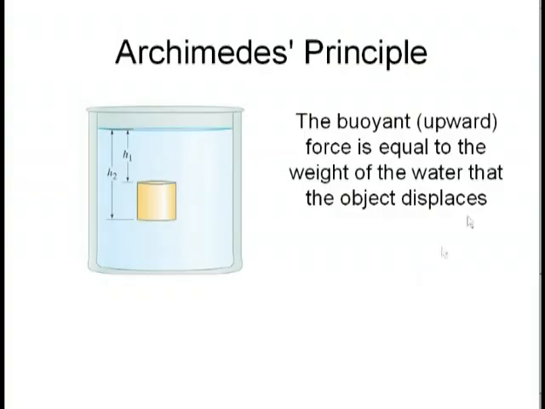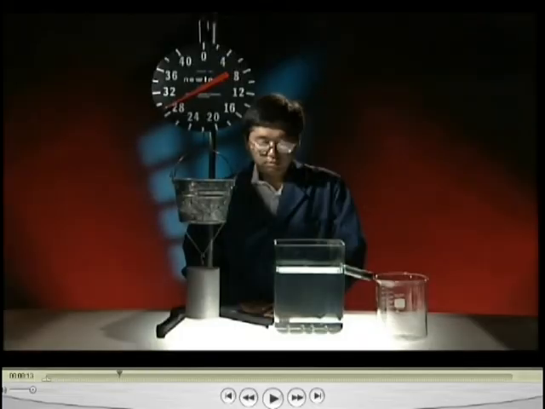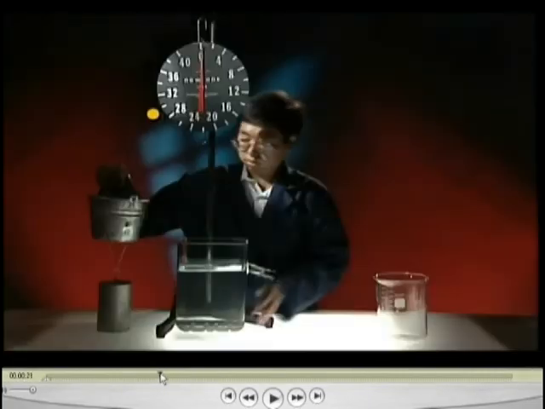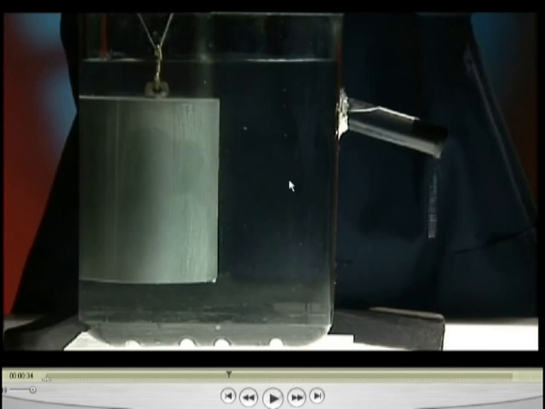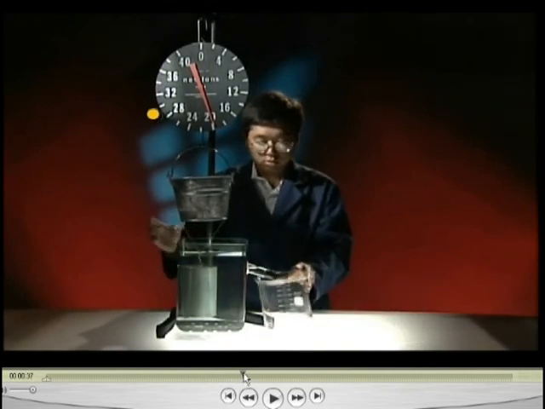Archimedes' principle says the buoyant or upward force is equal to the weight of the water that the object displaces. This is a video clip demonstrating that. We have a cylinder here and it weighs 29 newtons, and we're going to submerge it in water. And as it goes down, as we put it in the water, you see the water level rises. That is, the water is being displaced. It's moving upwards. And we know the volume of that cylinder is equal to the volume of that water moving upwards. All right, so now we're going to take that displaced water and run it off into a beaker.